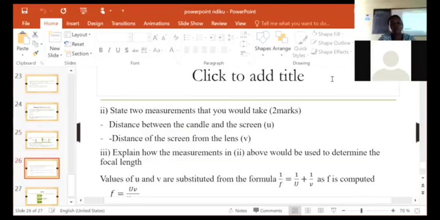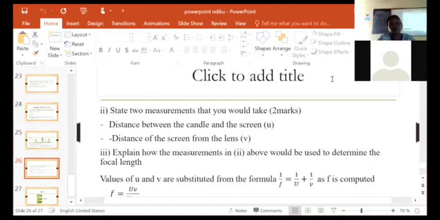Then take two measurements. Of course, we know we are determining the focal length. So we need the distance between the candle and the screen, which will be our object distance, and the distance between the screen and the lens, which will be our image distance. Those are the measurements which will be our variables. So you have 2 marks for that, a mark each.